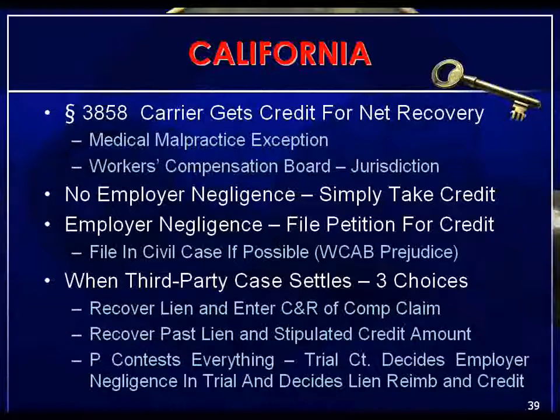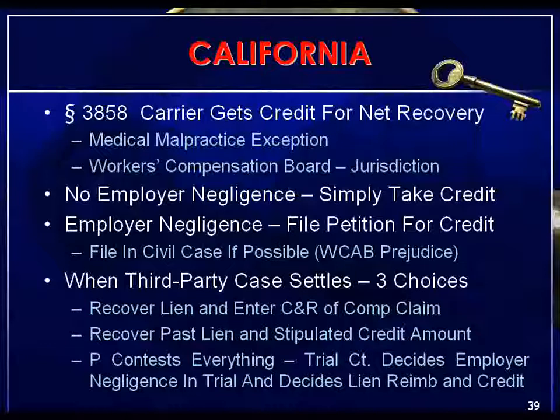And guess what? There's always employer negligence, because they're going to allege there's always employer negligence, because they want to reduce your lien and your right to a credit. So again, you have the three choices. When a third-party case settles in California, you can recover your lien and enter into a compromise and release of the compensation claim. All right?